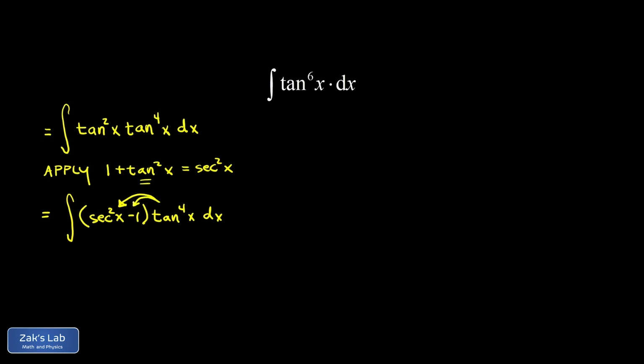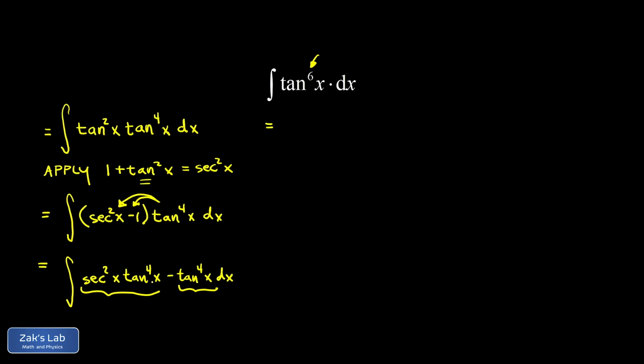I'm also left with the second term in here that's going to be a minus tangent to the fourth. But that's okay, because what we've accomplished here is one piece that we know how to guess the antiderivative of, and then another piece where it's a power of the tangent function, but it's a smaller power than what we started with, so we know we're going in the right direction. This is progress.